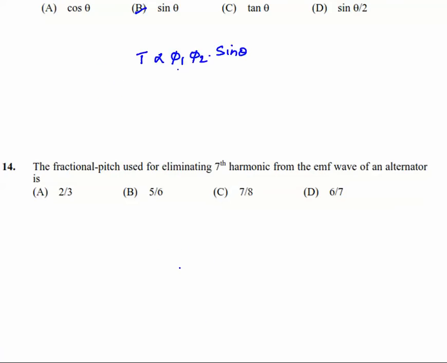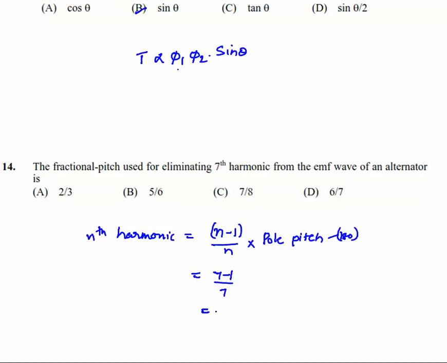And next question: the fractional pitch used for eliminating the 7th harmonic from the EMF wave of an alternator is, the formula for this one is, the fractional pitch used for eliminating the nth harmonic is equal to (n minus 1) divided by n into pole pitch. Okay, normally the pole pitch will be taken as 180 degrees electrical, so for the 7th harmonic, 7 minus 1 divided by 7, this is equal to 6 by 7, and the answer for this case is D.